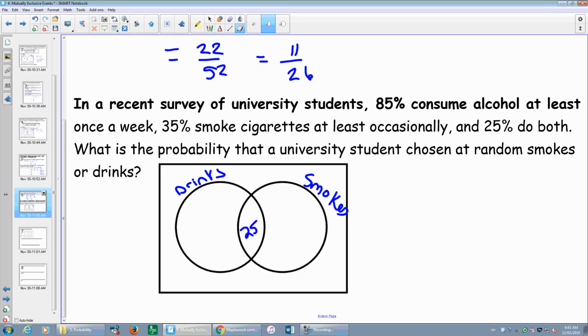Pat, can you give me a number, another number to fill out in my Venn diagram? Which gives you 10% of students smoke. Mike, can you fill in the last number there? 60.